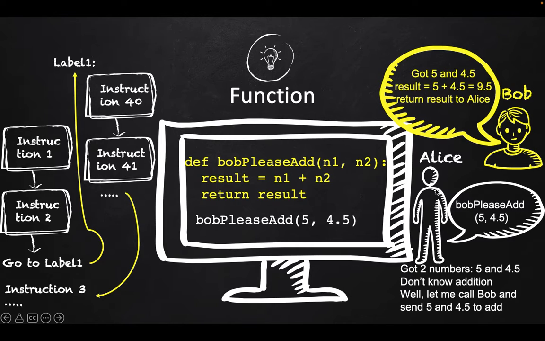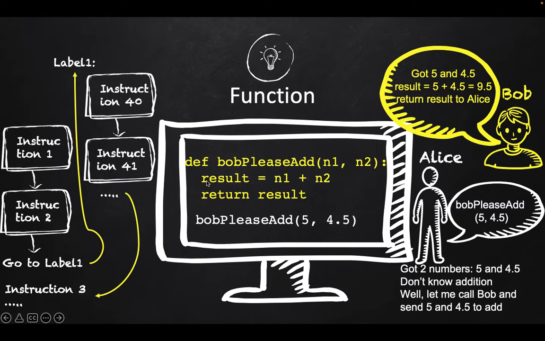So Alice, instead of doing the job by herself, sent it to Bob. That means she offloaded some part of the job to another person. That is exactly what happens in a Python function also. The code in the middle of the slide is the exact representation of the real-world situation that I have just explained.